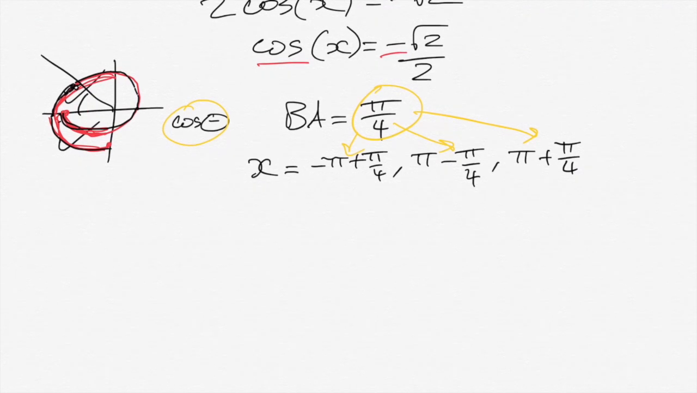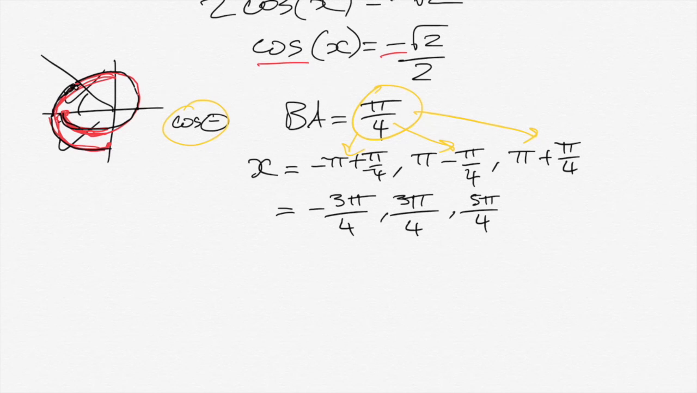We haven't quite finished it yet, I should point out, because we like to make our answers more wholesome, do a little bit of fraction addition. This is the same as negative 1 plus a quarter, lot of pi, and so that gives us negative 3 pi on 4, and here we've got pi minus a quarter, so that's 3 pi on 4, and here we've got pi plus pi on 4, and that's 5 pi on 4. You're going to get very good at this simple fraction addition. Those are our three solutions, and so that's where we can leave it.